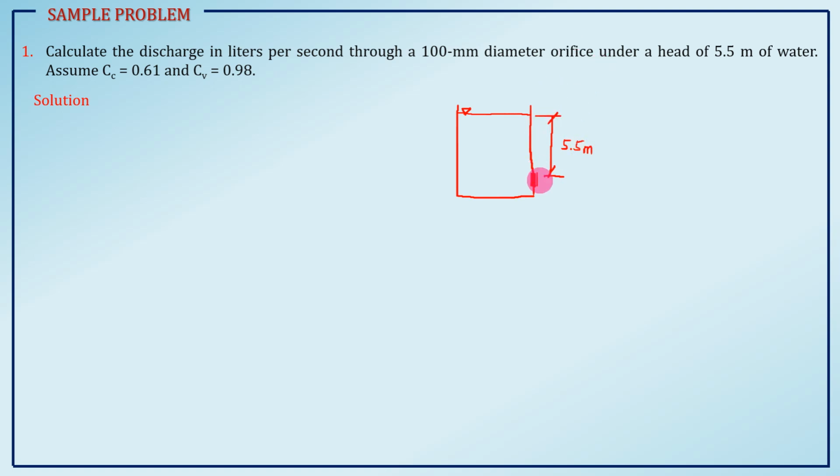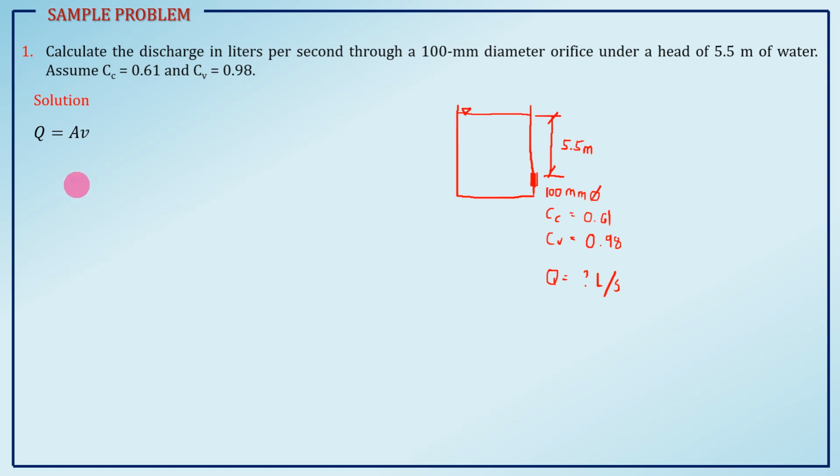And yung dimension ng orifice natin is 100 millimeter diameter. Cc, coefficient of contraction, 0.61. Cv, coefficient of velocity, 0.98. We are asked to solve for the Q in liters per second. Kapag Q, alam natin yung equation natin ng Q, that is area times the velocity lang.